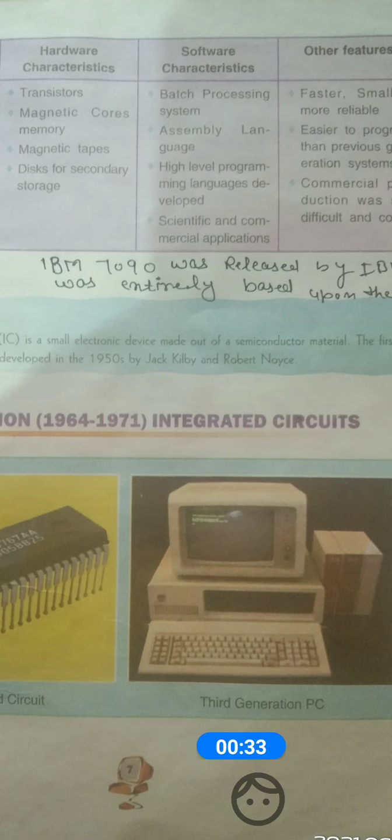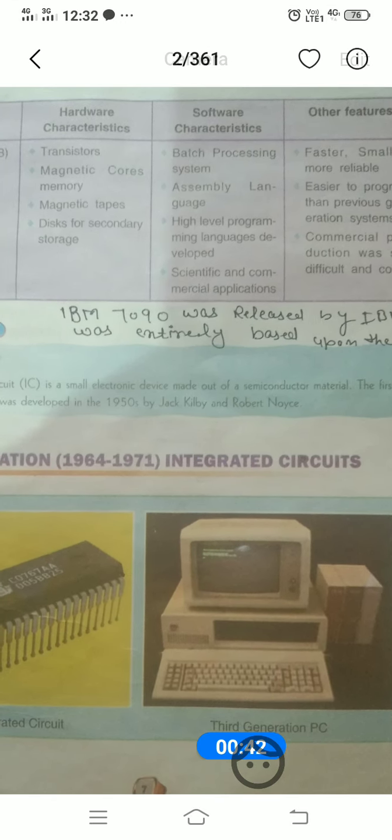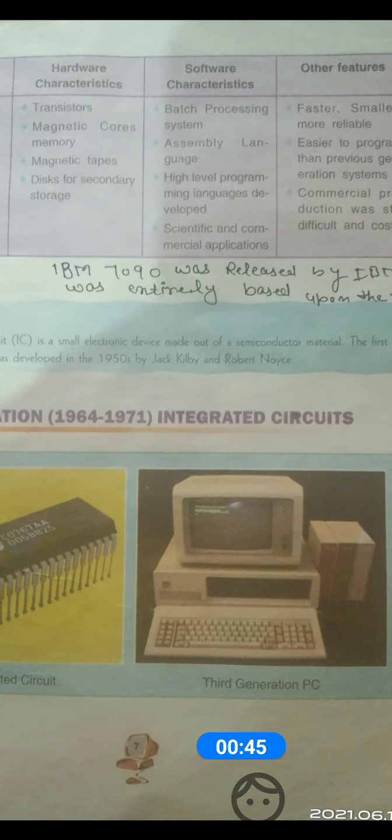Now, what are the software characteristics, the hardware characteristics, and other features of this generation, which ran from 1956 to 63? Hardware characteristics: transistors were used in this generation, along with magnetic core memory, and magnetic tapes and disks for secondary storage. Batch processing systems were also used in this generation.